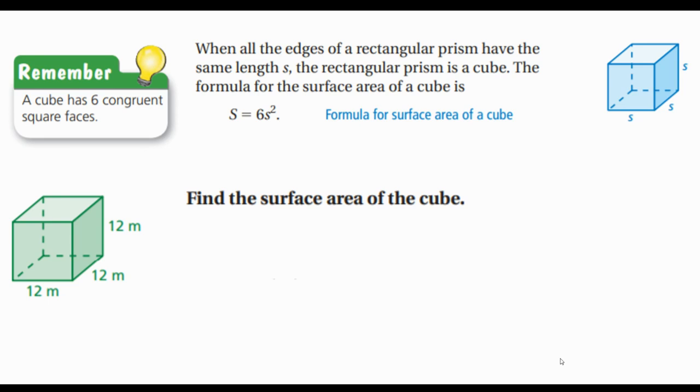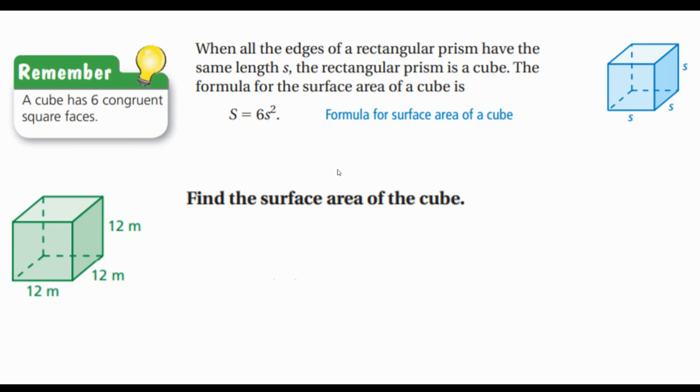But today what we are going to be doing is looking at finding the surface area of a cube. So a cube is that six-faced 3D figure with all the sides being squares, so all the sides are congruent to each other. And as a result, we actually have a pretty nice formula for finding the surface area of a cube. As you can see here at the top middle of the screen, S equals 6 times S squared, where S is the length of one side.